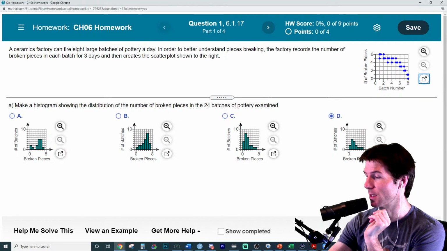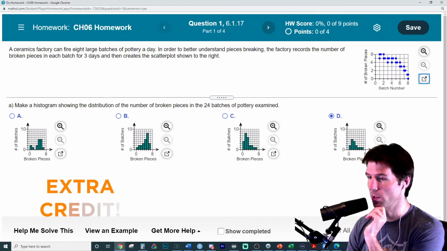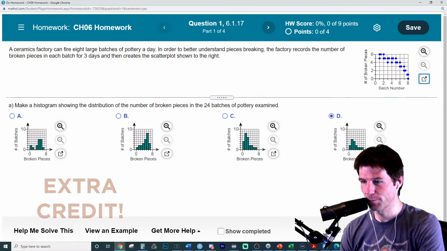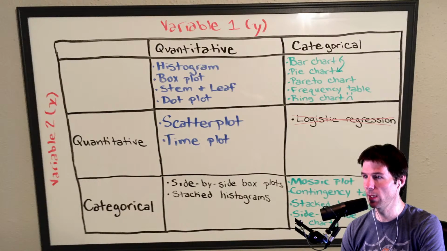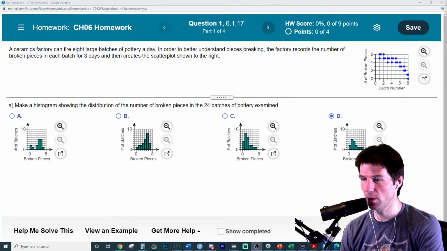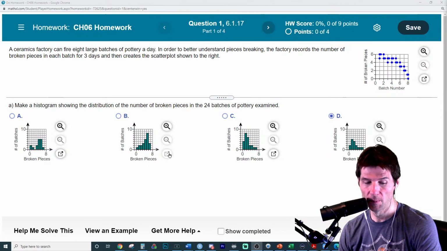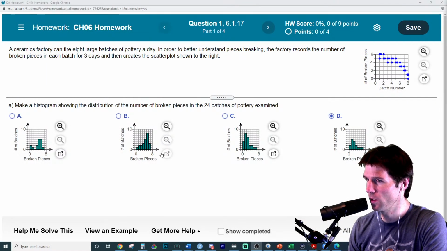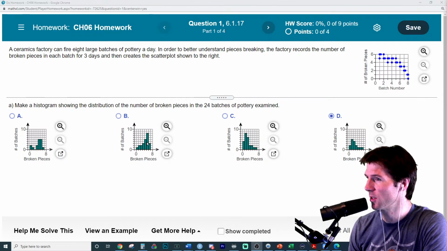Good guess right there, Tiffany. It's a scatter plot. Dot plots are univariate quantitative. If you see where dot plots are, they're over there with the histograms. You could make a histogram into a dot plot if you just put dots on them. Does that make sense?